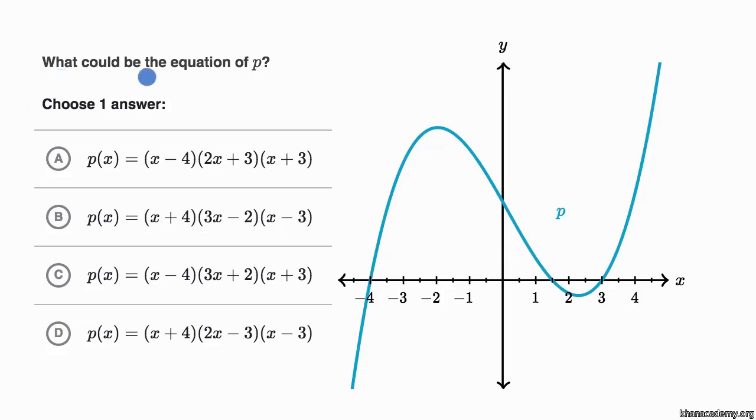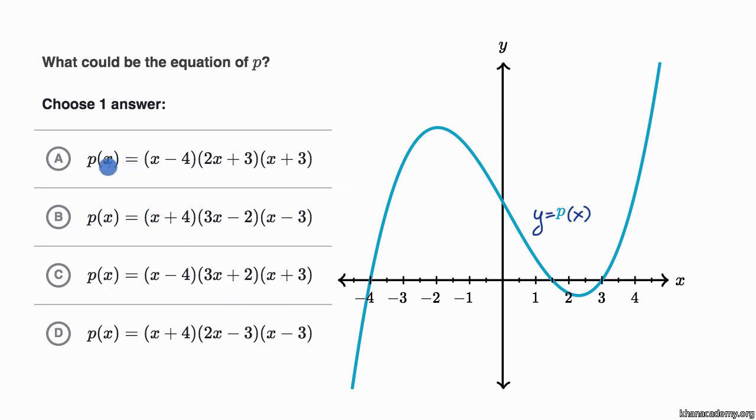We are asked, what could be the equation of p? And we have the graph of our polynomial p right over here. You could view this as the graph of y is equal to p of x. So pause this video and see if you can figure that out. All right, now let's work on this together.